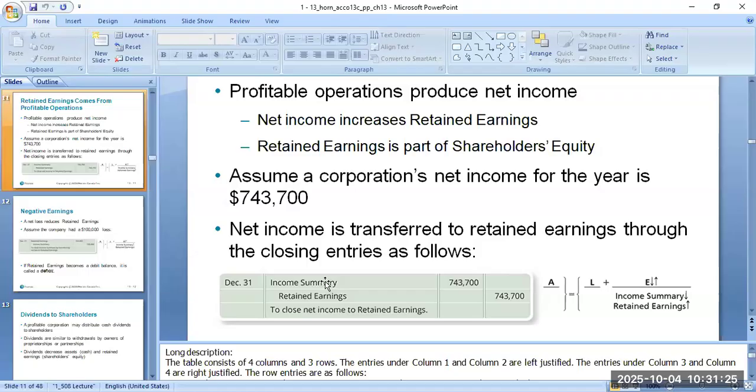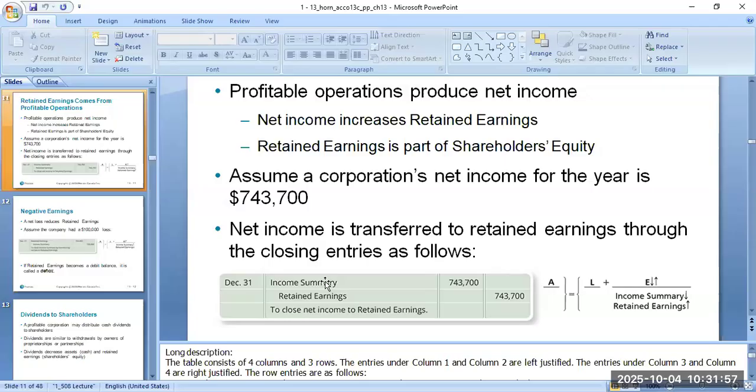If the revenue is more than the expenses, as you already know, the revenue is always on the credit side. Expenses are always on the debit side. That means when we put everything in the income summary account, it is going to end up with a credit balance. When the income summary account ends up with a credit balance, that means the company generated income. If it ends up with a debit balance, that means the company generated a loss.